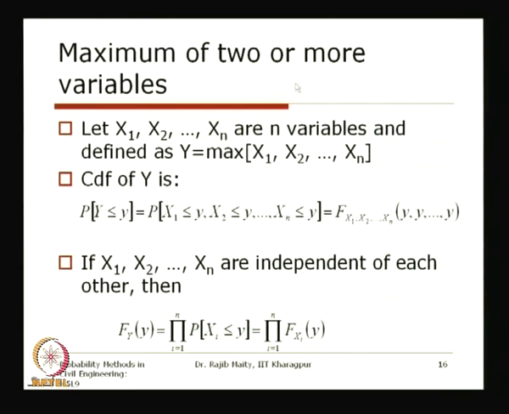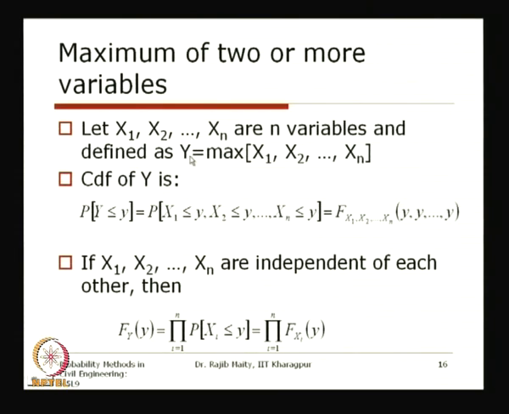Similarly, suppose we pick up the annual maximum flows. We take the maximum flow from each year, and what is their distribution? We want to know, out of these n years, what is the maximum flow that can occur, or similarly the minimum flow that can occur. Sometimes that is also important for management purposes. To address such questions, we need the distribution of the maximum of two or more variables. So let x1, x2, x3 up to xn be the n variables.